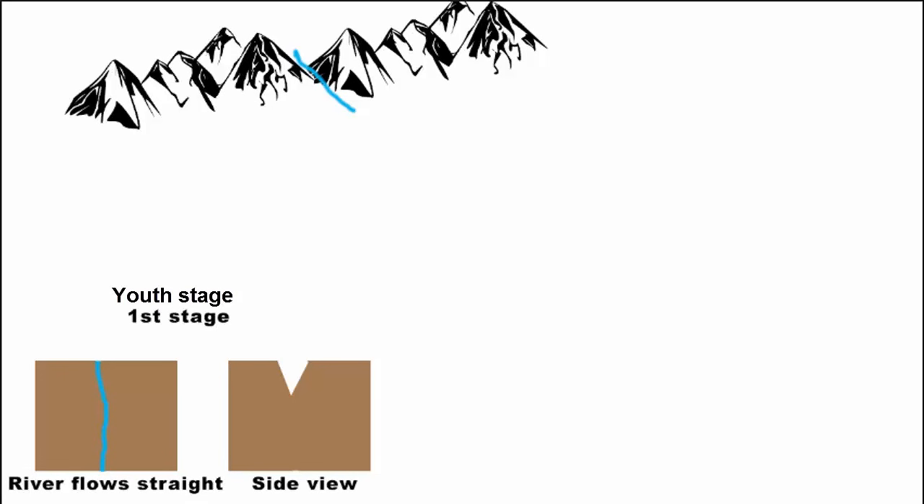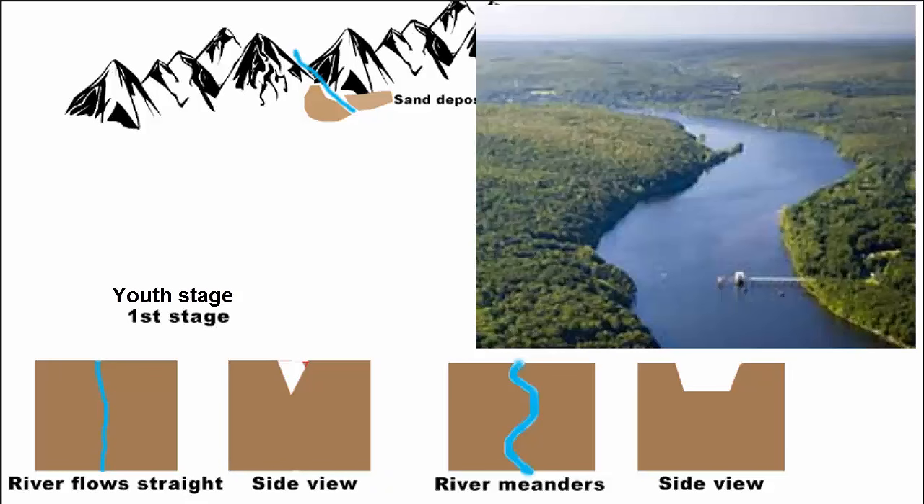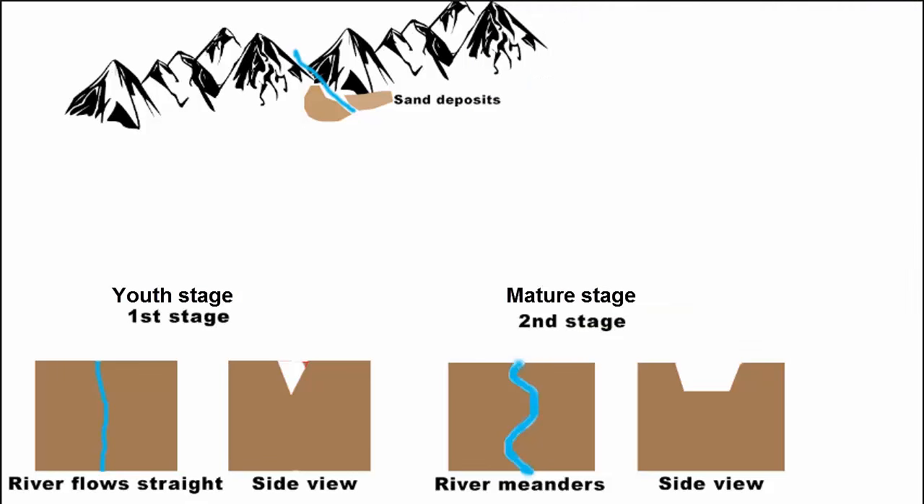As time goes by, enough soil gets deposited and the speed of the river slows down. So instead of flowing in a straight linear manner, the river now begins to meander side to side and it enlarges its path, that is the river path. This is also known as lateral erosion and this is called the mature stage.